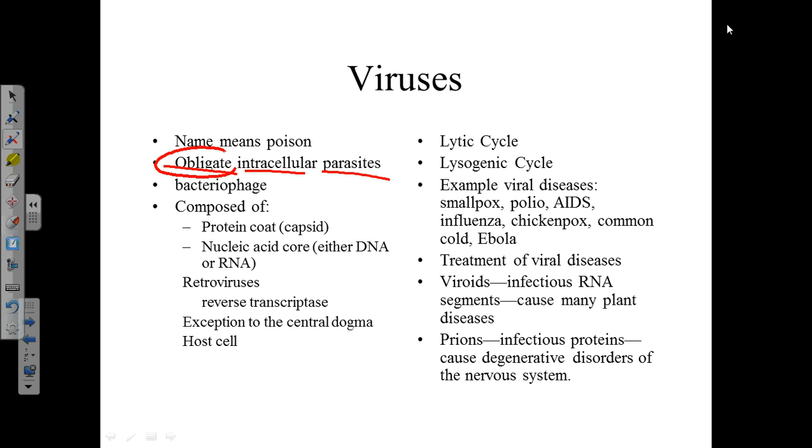They have to be inside a cell to really do anything. And once they get in, they do bad things to that cell. They harm the cell.